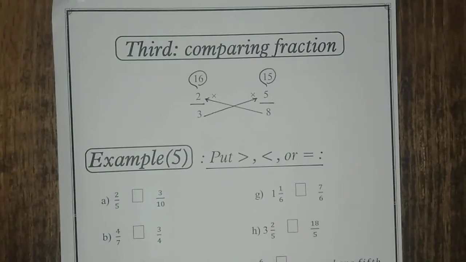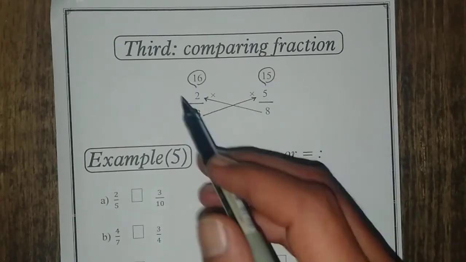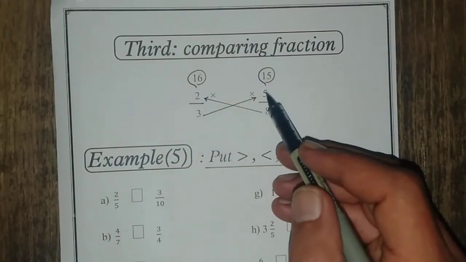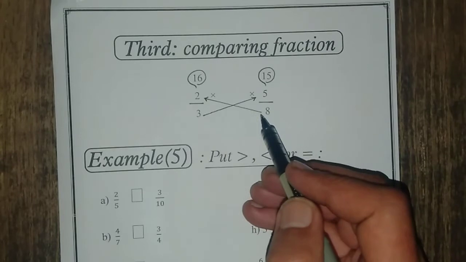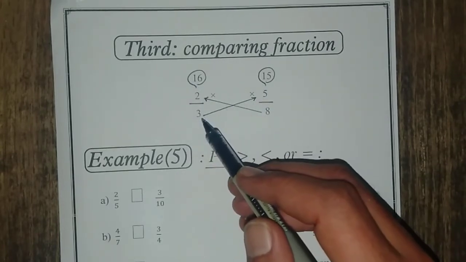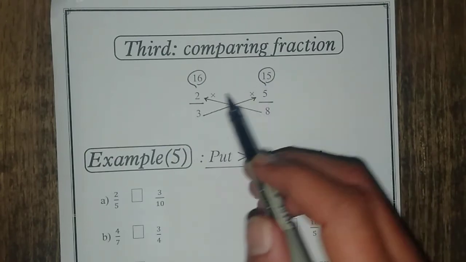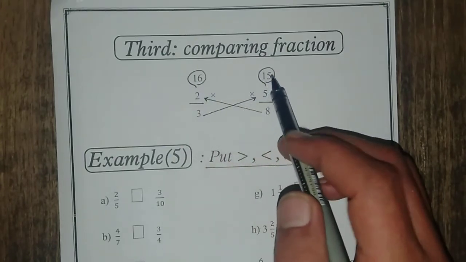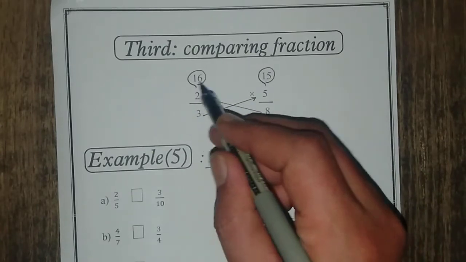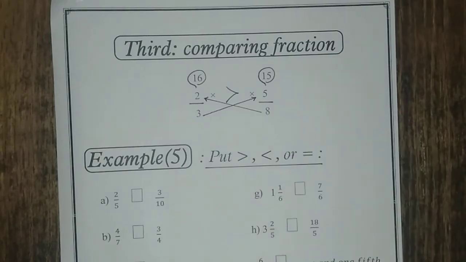Third, comparing fractions. To compare between two fractions, 2 over 3 and 5 over 8, we'll multiply 8 by 2 equals 16, and 3 multiplied by 5 equals 15. So 16 is greater than 15, therefore 2 over 3 is greater than 5 over 8.